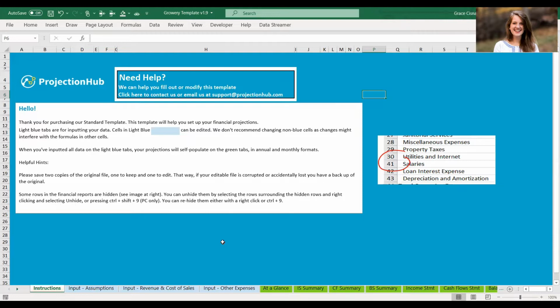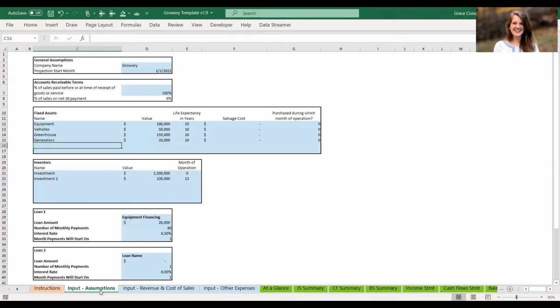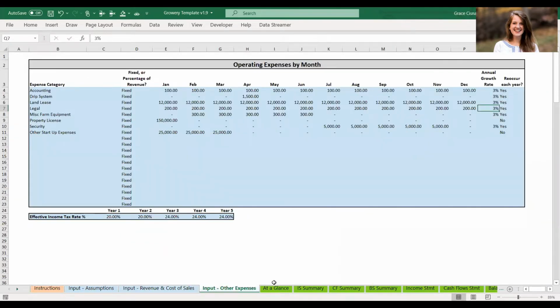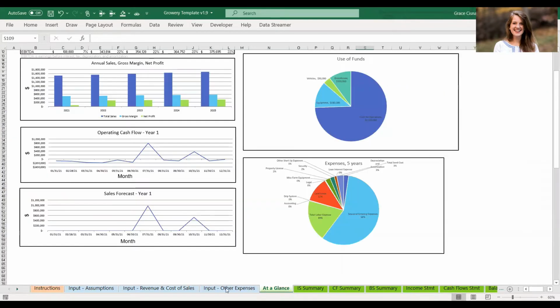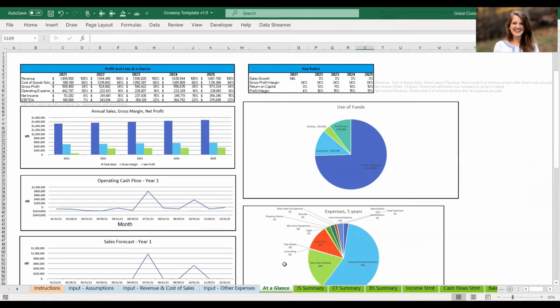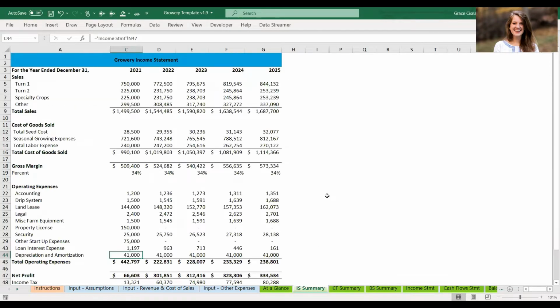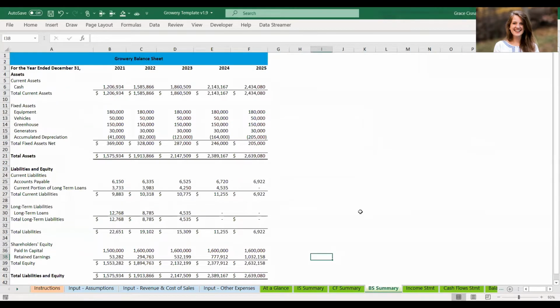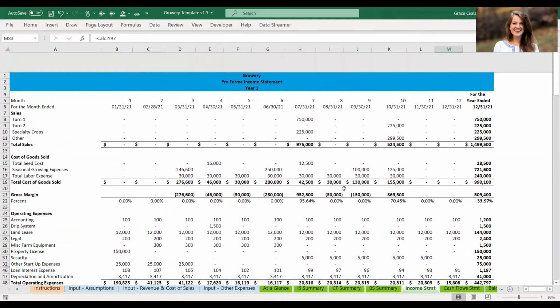When you download this template, you'll notice that like all of our ProjectionHub templates, there are input tabs shown in this light blue color here where you input data about your business. And then there are output tabs in this green color here. So once you fill out these light blue input tabs, the model will populate the financial statements, an income statement, a cash flow statement, and a balance sheet in annual formats as well as in monthly formats for you to use.